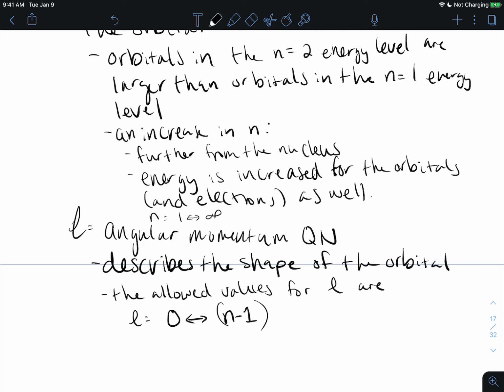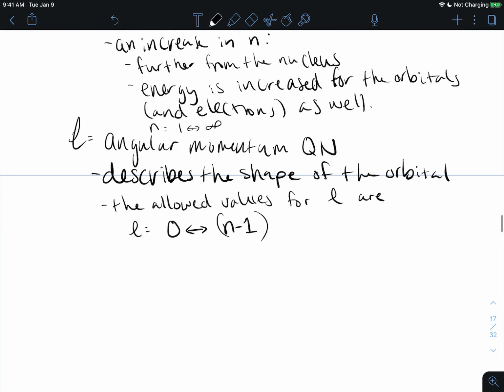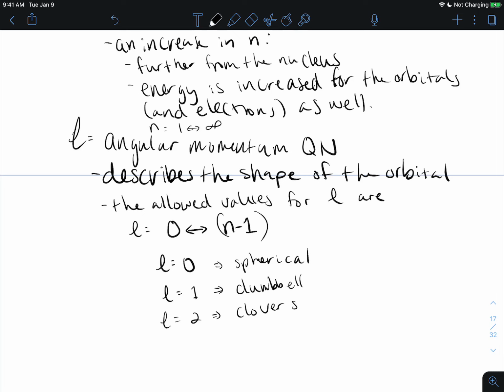Once we have our L values, we can talk about the shapes they give us. L equals 0 is a spherical shape. L equals 1 is a dumbbell shape. L equals 2 is a clover shape. And then L equals 3 is kind of like a flower shape-ish. I'll show you what these all look like.